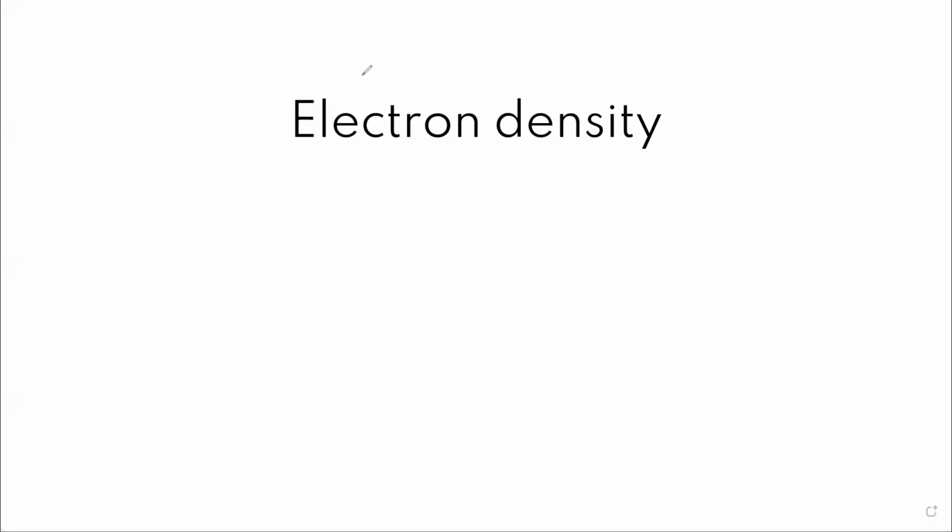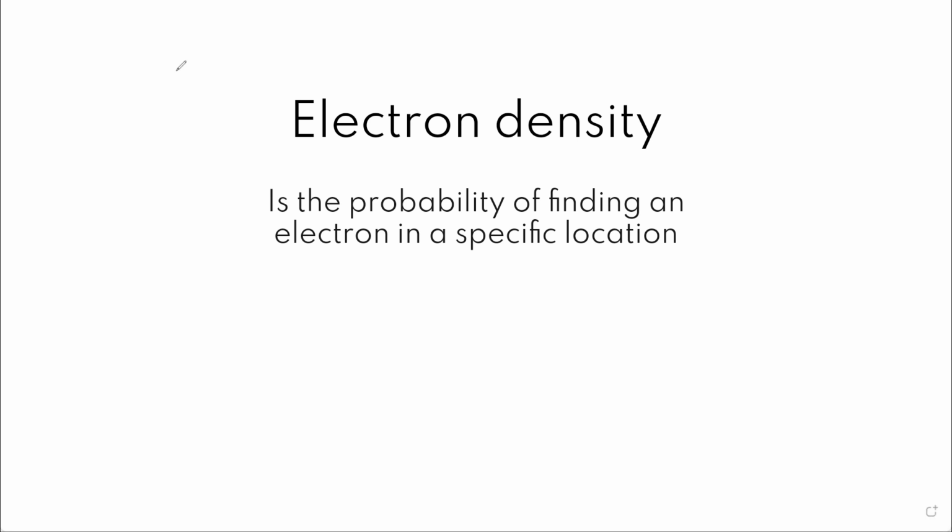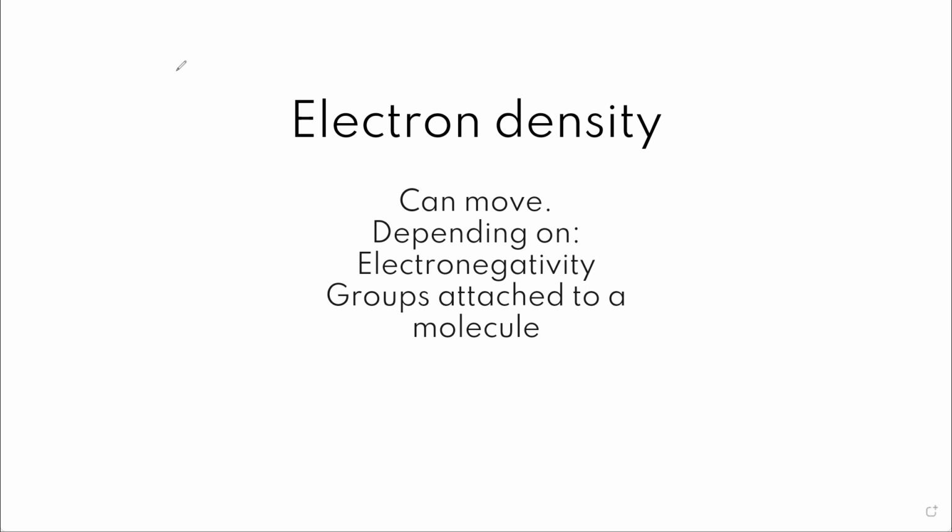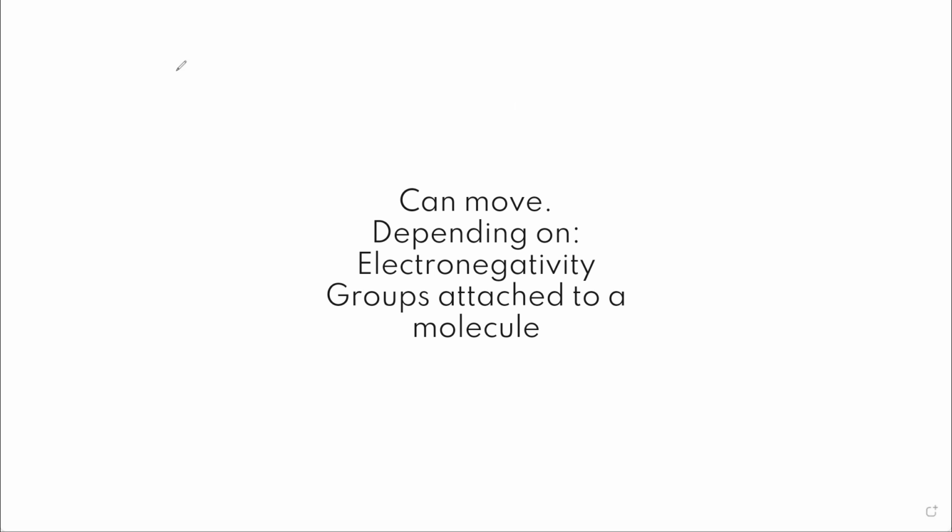The electron density is actually a very, very important concept that we use to explain certain things in organic chemistry, like the reactivity, the changes in reactivity. And as a definition, electron density is a representation of the probability of finding an electron in a specific location. But the electron density can move depending on the electronegativity, depending on what groups are attached to a certain molecule.